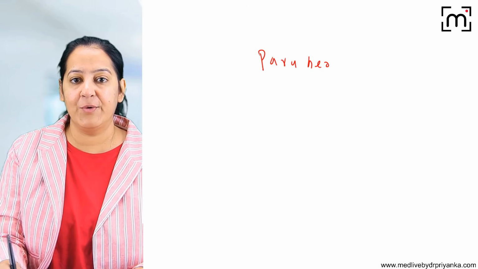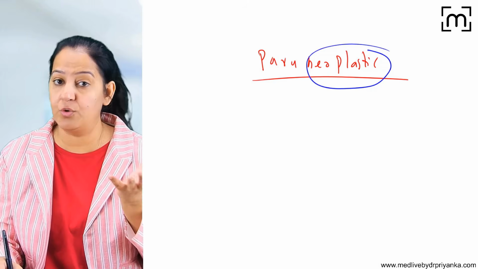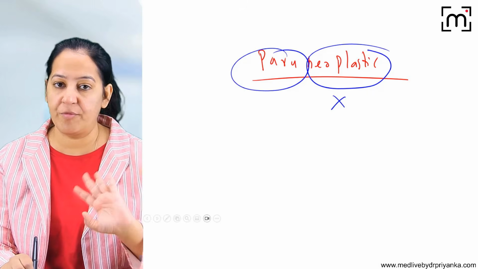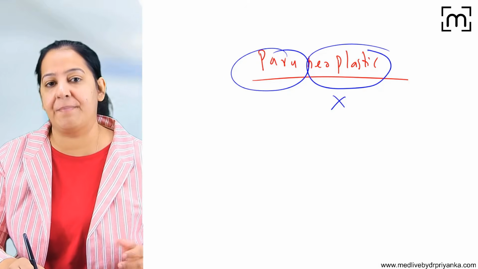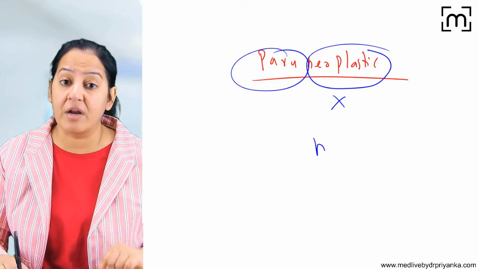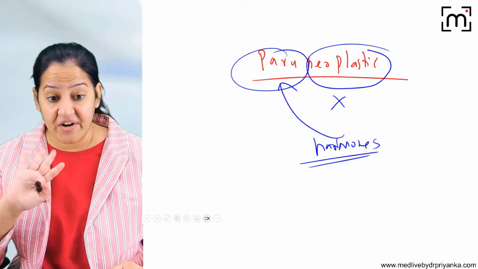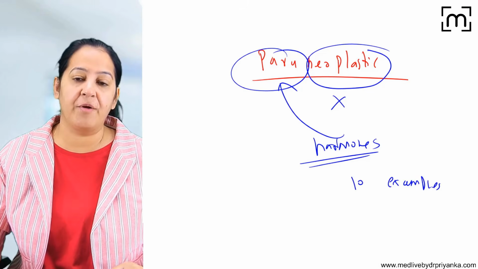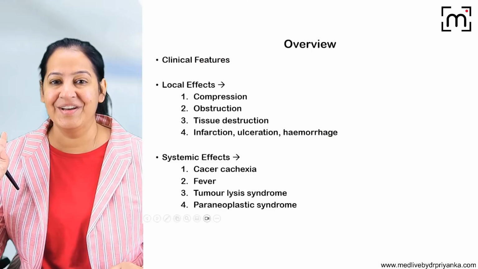So what is paraneoplastic syndrome? Here the patient with neoplasia does not complain of primary cancer symptoms. The symptoms are unrelated to the primary cancer, which cannot be explained directly or indirectly or by distant spread of the cancer. Those symptoms are paraneoplastic syndrome. It is due to secretion of certain hormones by the cancer cells in the blood, and those hormones are producing certain symptoms which are unrelated to the primary cancer. You have to learn at least 10 examples for your university exam. But if you are preparing for any competitive exam, I suggest you learn this complete table. In MCQs, you can get any of the questions. So that's all about it.